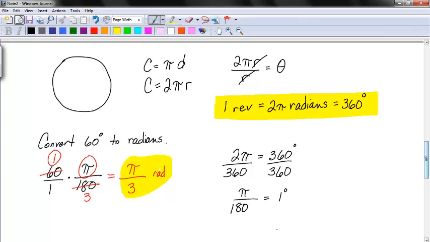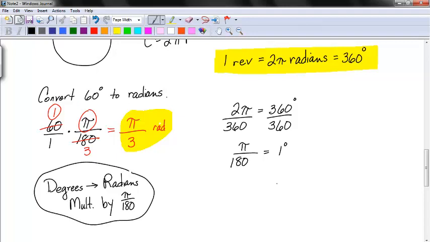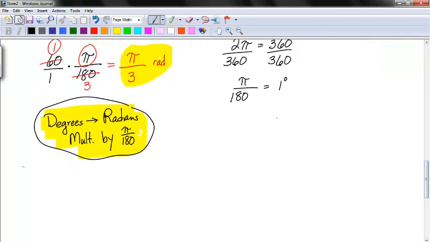So the shortcut on this is, if you're going from degrees to radians, we started with degrees, we wanted to go to radians, you're going to multiply by pi over 180. Okay, multiply by pi over 180. Now let's go the other way.